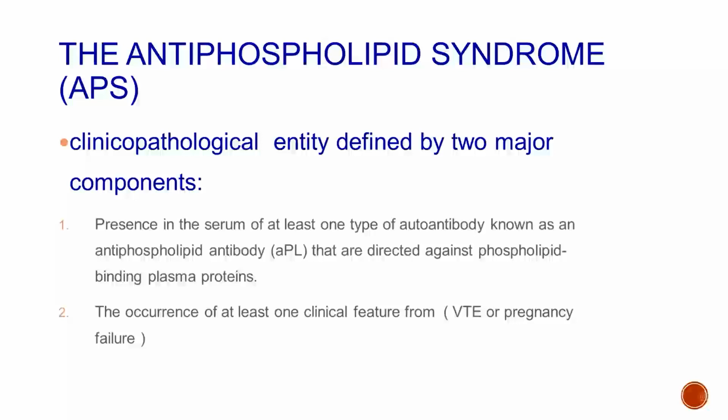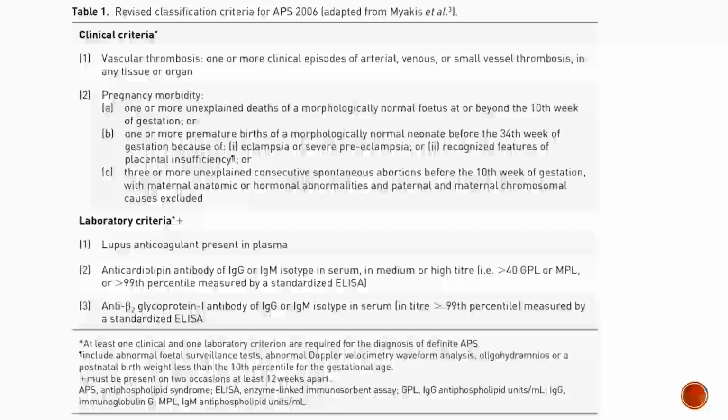If we move to antiphospholipid syndrome, we all know that it's a clinico-pathological entity defined by 2 major components: the presence of autoantibodies, which we call antiphospholipid antibodies, targeted against phospholipid-binding plasma proteins, and the occurrence of clinical features, either VTE, arterial thrombosis, or pregnancy failures. This has been extensively studied. The last classification, revised in 2006, is still the valid classification which we use to classify and diagnose the patient.